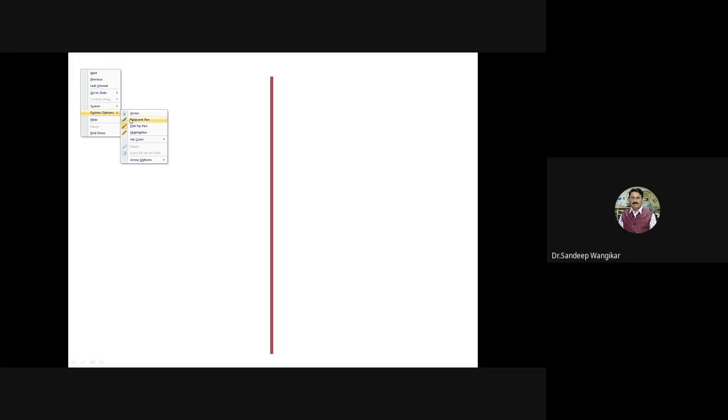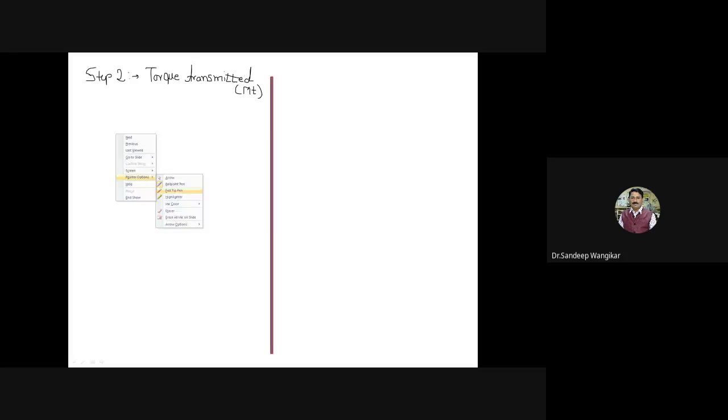So next will be very first point. I will say here step number 1 over for calculation. We all want to calculate the module only. So here step number 2, I will calculate torque transmitted, that is MT. What is the formula here? So I will write the formula.